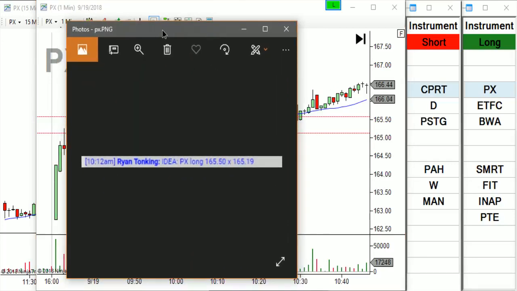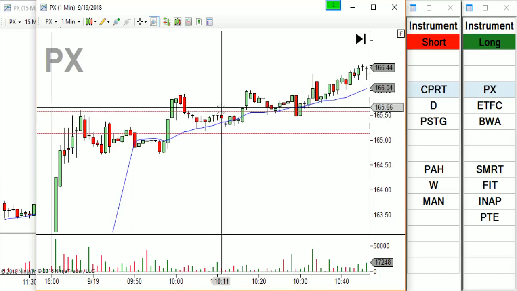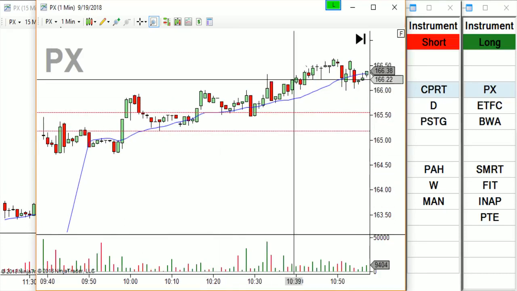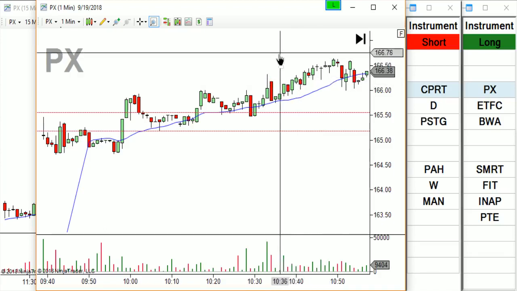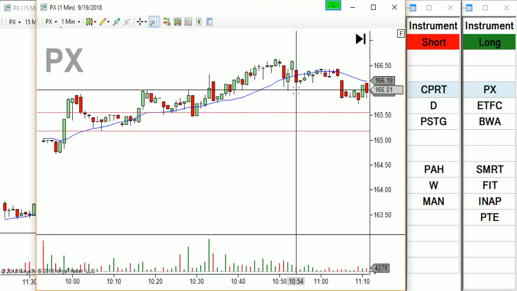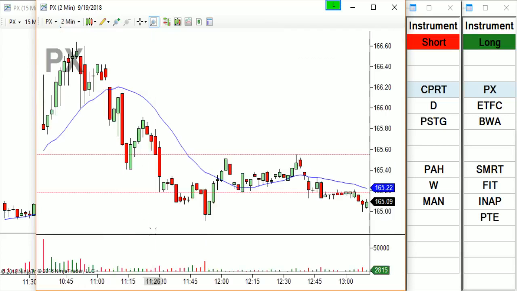Here's the numbers: 165.50 by 165.19. It was only like a 35-cent stop, but I did size it to 50 cents because it was spready. We had this nice move after this. I ended up taking some here when I was on the mic, and we ended up failing on this buy setup here, but I thought this was a pretty nice buy setup. The 2 minute was pretty nice as well.